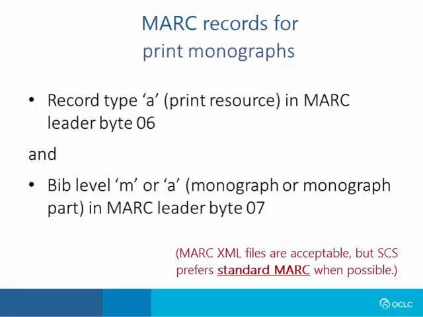Bibliographic data is typically delivered in the form of MARC records. When we say print monographs, we're talking about bib records with a record type A in the MARC leader and a bib level M or A. We can also accept XML files if your system is happier exporting records that way.